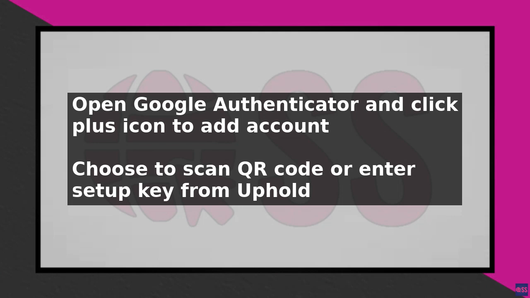If you chose to scan a QR code, hold your device up to the QR code on the Uphold website and Google Authenticator will automatically detect and scan it. If you chose to enter a setup key, type in the secret key provided by Uphold. Google Authenticator will then generate a 6-digit code that changes every 30 seconds.